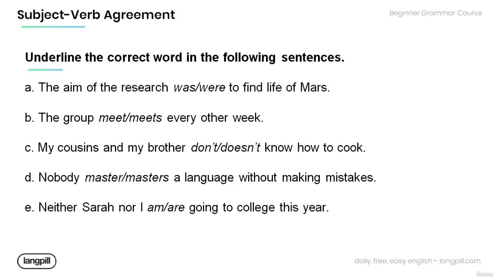Now time for you to practice on your own. Read the following sentences and underline the correct word. A. The aim of the research was or were to find life of Mars. B. The group meets every other week. C. My cousins and my brother don't or doesn't know how to cook.